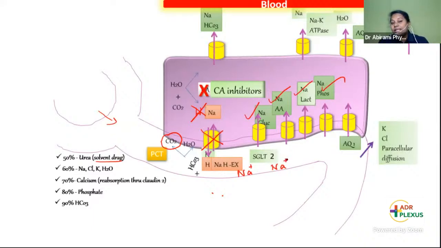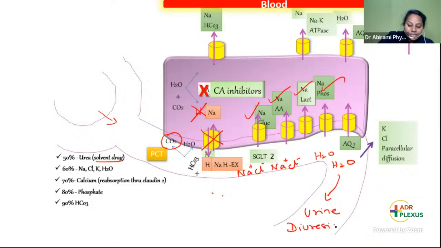Sodium is a cation. It will keep attracting anion chloride. Accumulation of sodium chloride, salt, in the lumen. What will salt do? Salt will keep absorbing, or it will retain water. So accumulation of water in the lumen. All this water comes out in urine. This is called diuresis. And the drugs which cause this are called diuretics. See, that is how carbonic anhydrase inhibitors act as diuretic drugs.